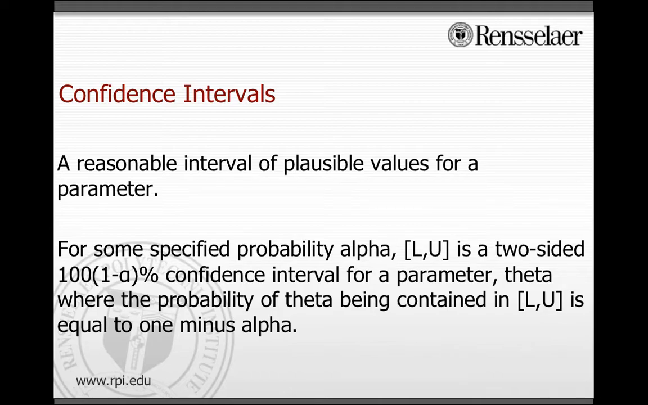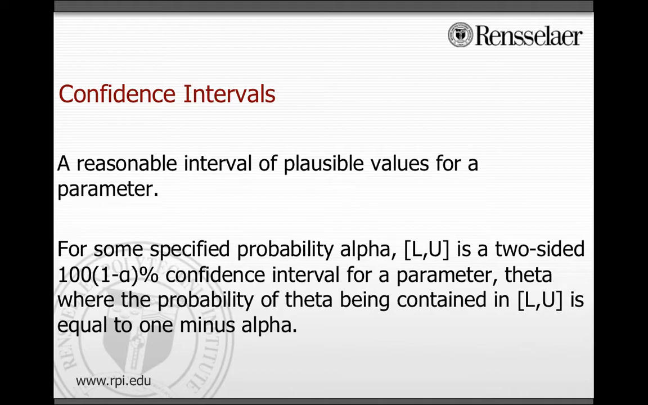For some specified probability alpha, we say that the interval (L, U) is a two-sided 100% times (1 minus alpha) confidence interval for parameter theta if the probability of theta being between the lower limit L and the upper limit U is equal to 1 minus alpha.